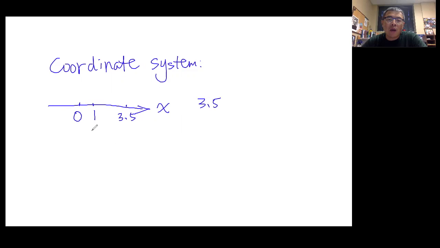Okay, this is a 1D coordinate. Now, if you want to describe a 2D object, a 2D location, you need two axes, X and Y.